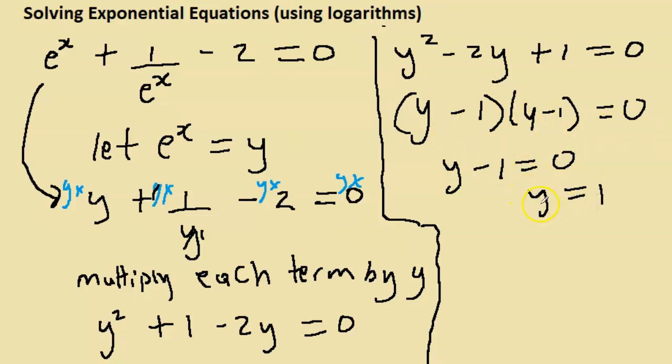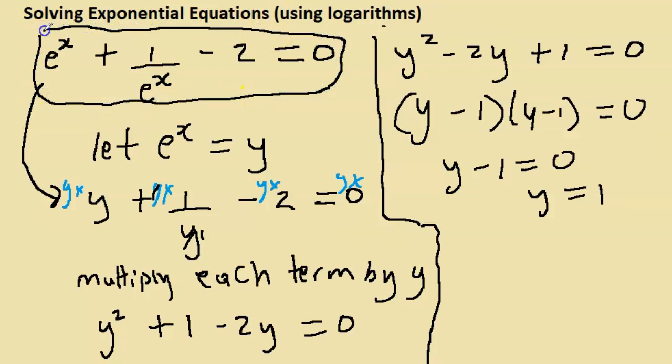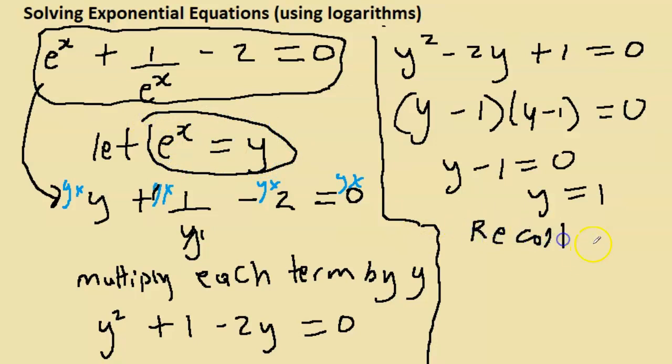Now remember, we're not solving for y. This was the original equation we were given, so we are not finished until we solve for x. We haven't found x as yet. So if y is equal to 1, recall that e to the x is equal to y. But y is equal to 1, so e to the x is equal to 1.